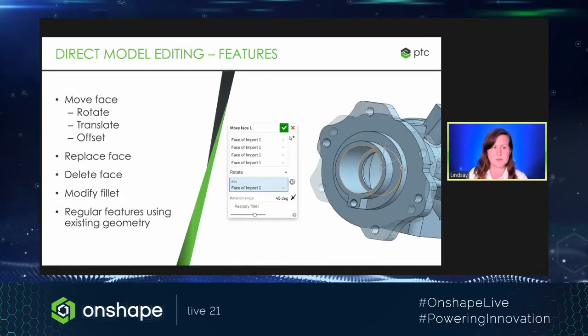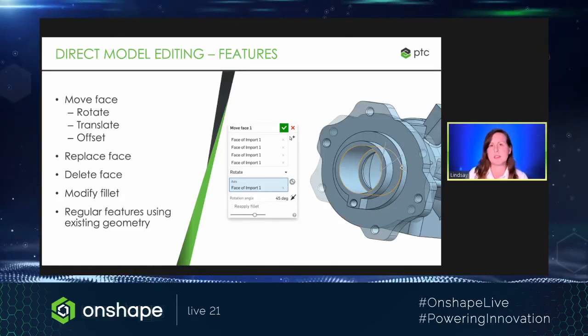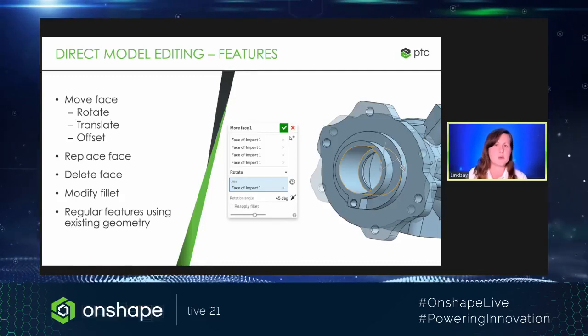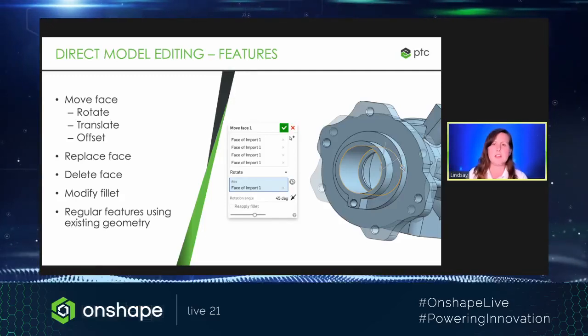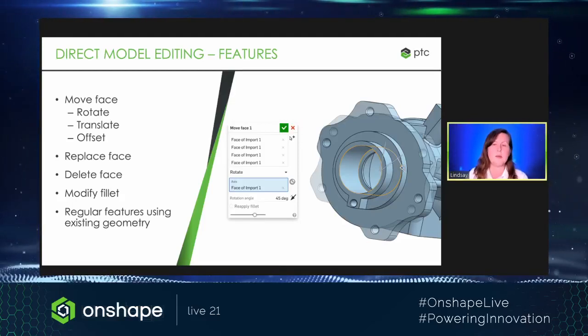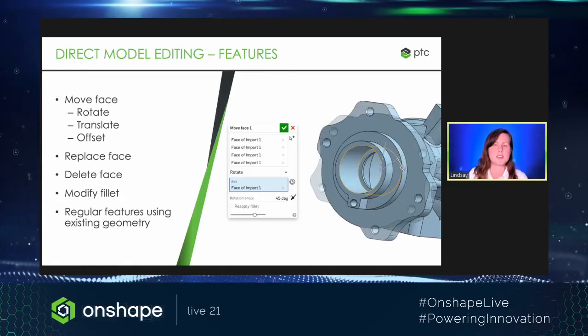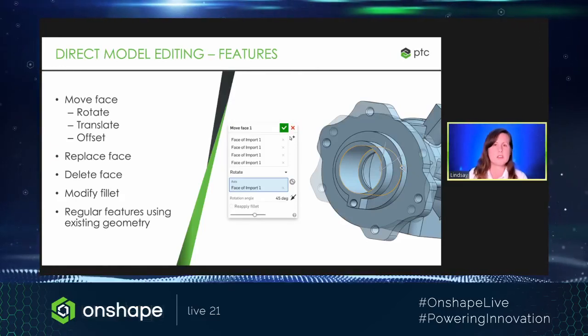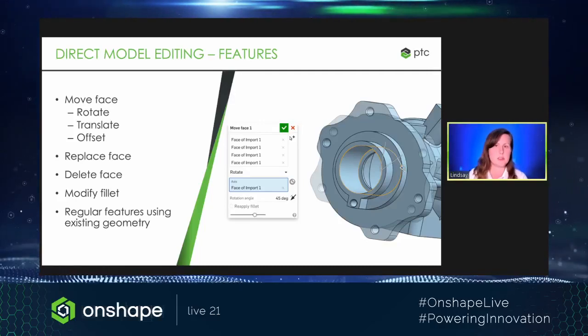offset. The next one is Replace Face. This allows you to replace a face with another face or surface. And then Delete Face enables you to get rid of things that you don't want. And then Modify Fillet can change the size or completely eliminate a fillet. You can also use any other of the regular features and affect the imported solid.